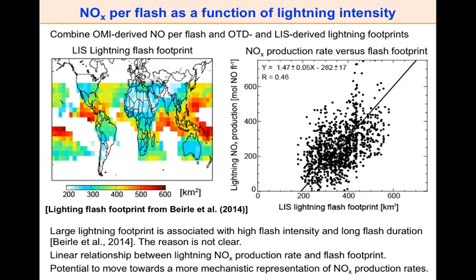It's still speculative as to what's leading to the spatial distribution. One proposed reason for this is that over the oceans you tend to have more cloud-to-ground flashes than intercloud flashes. These tend to be more intense and maybe lead to the production of more NOx. When I compare the derived NOx production per flash to the lightning footprint as an example, I find that there's a linear relationship between the two.